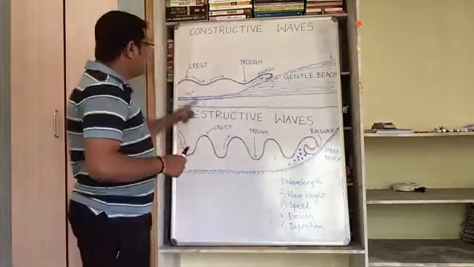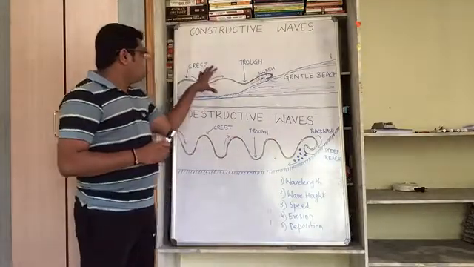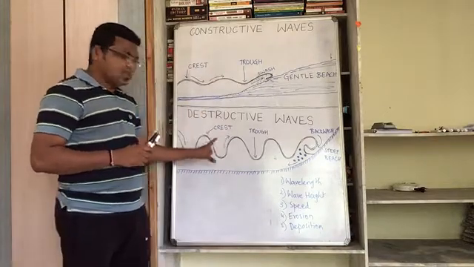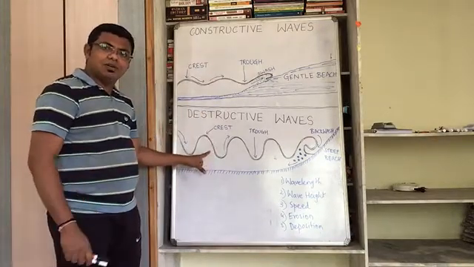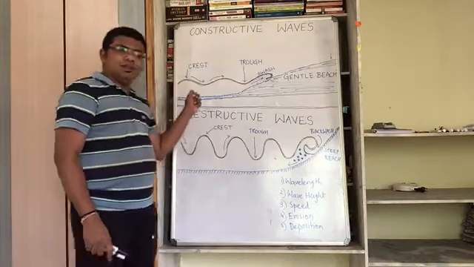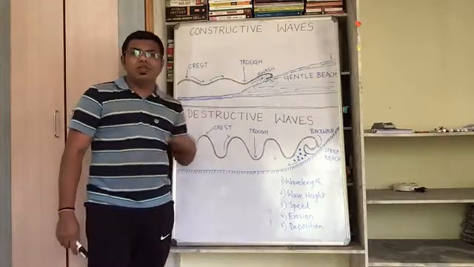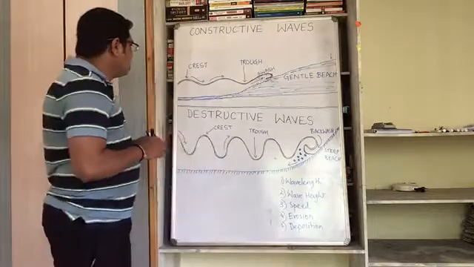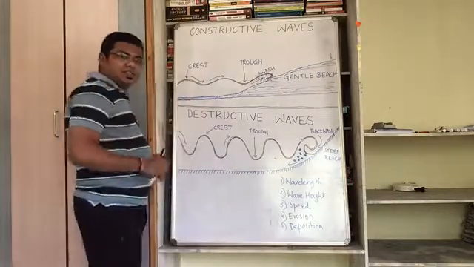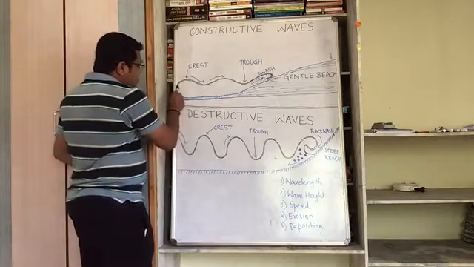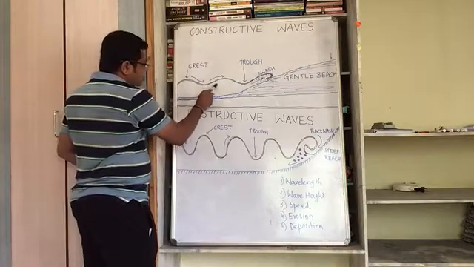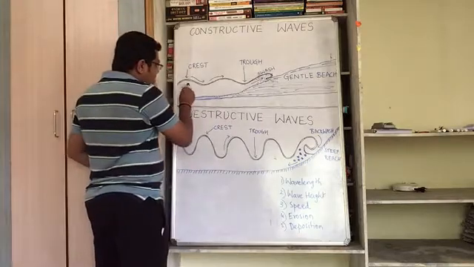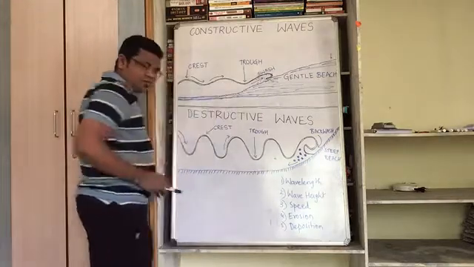Here you can see there are two diagrams. This diagram is about the constructive waves, whereas this second diagram is about the destructive waves. If you observe these two diagrams, there are a lot of differences. First of all, see what is there in constructive waves. In the constructive waves, you can see crest, trough, crest, right? So the waves are moving towards the coast.